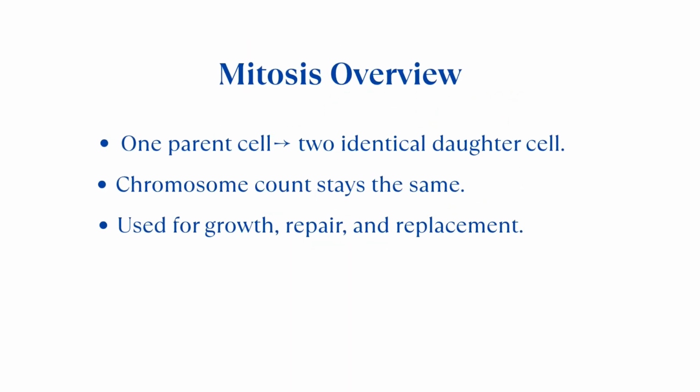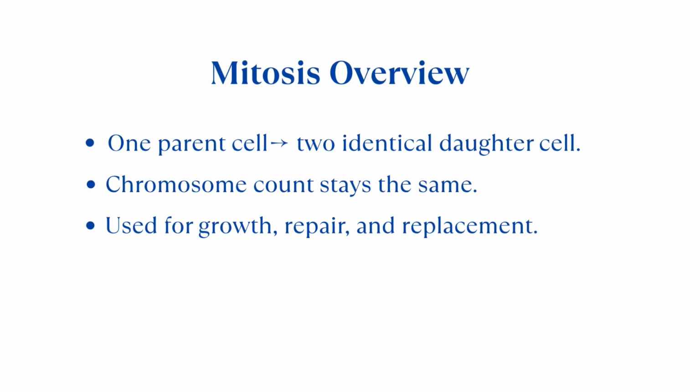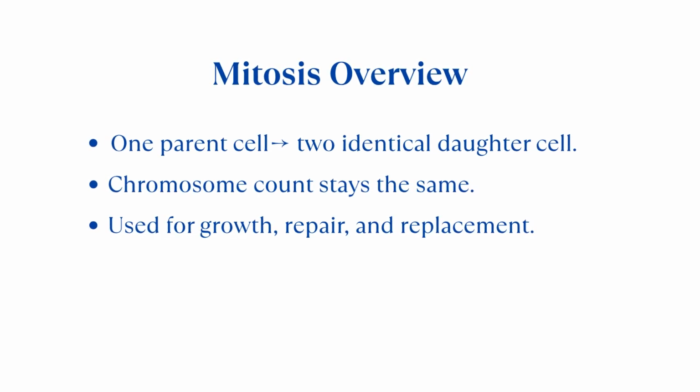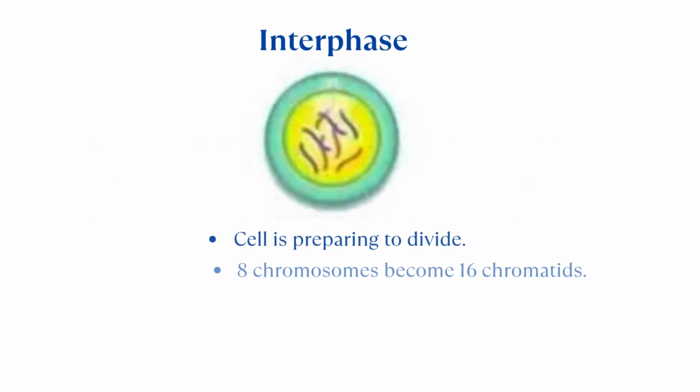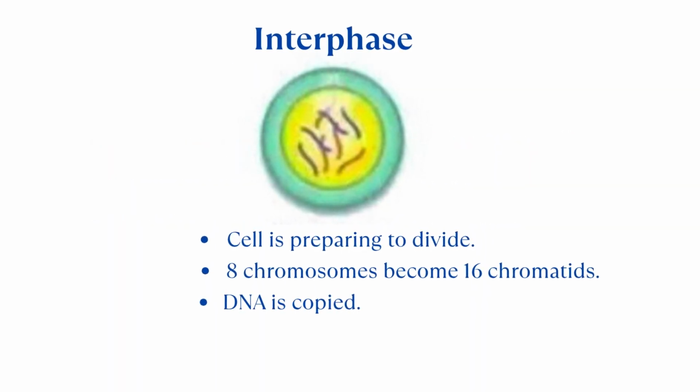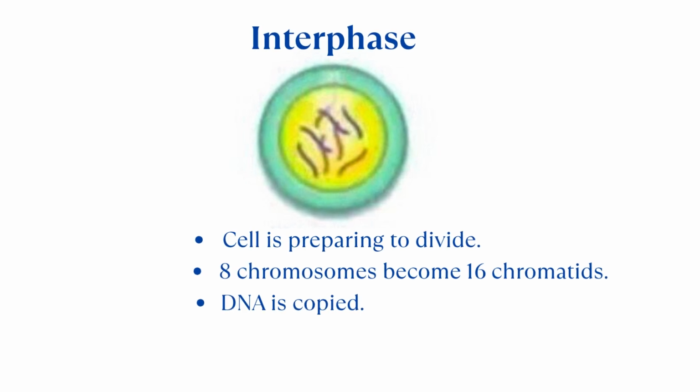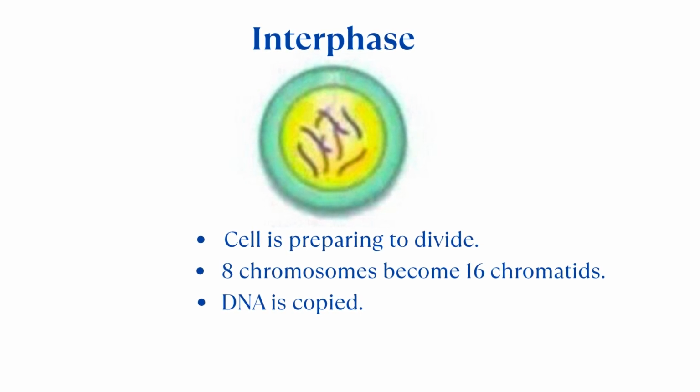Mitosis creates 2 identical cells from one parent cell. It's used for growth, repair, and replacing old cells. Each new cell will end up with 8 chromosomes, just like the original. Before mitosis begins, the cell prepares. During interphase, the DNA duplicates. So now, there are 16 chromatids, still organized as 8 pairs.